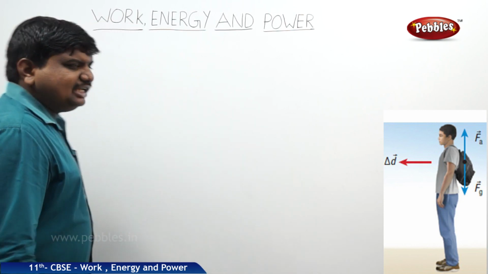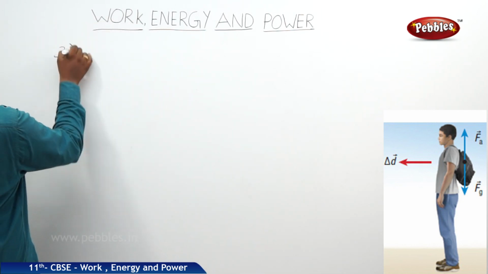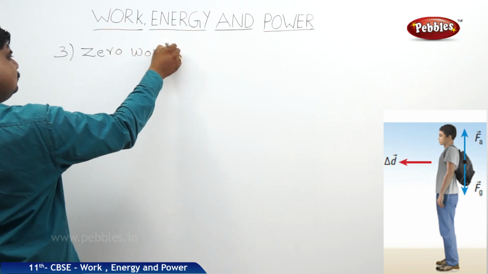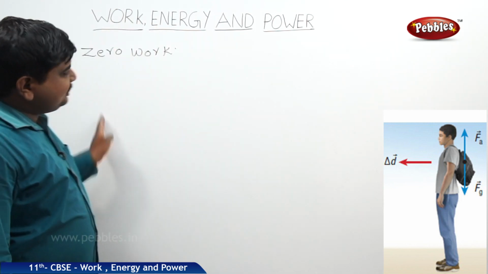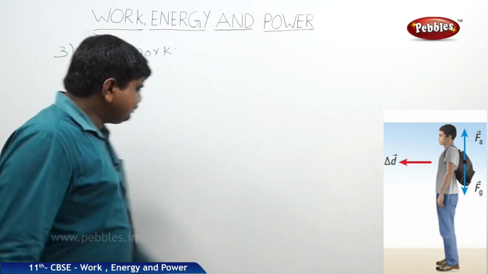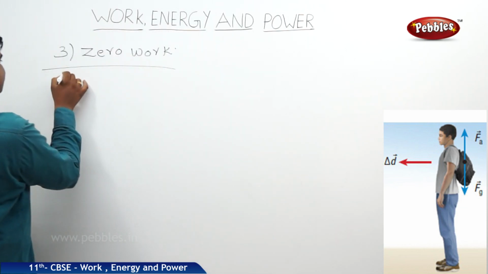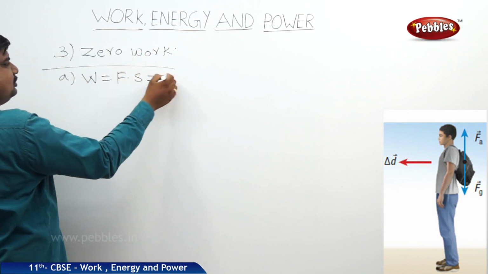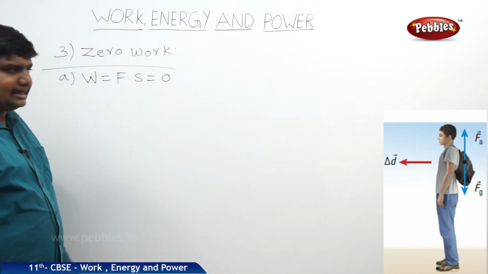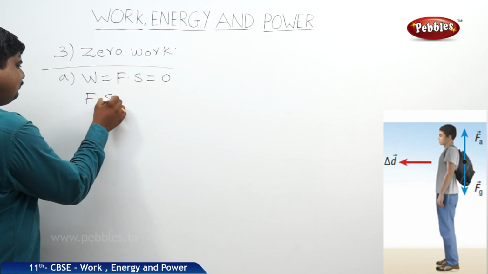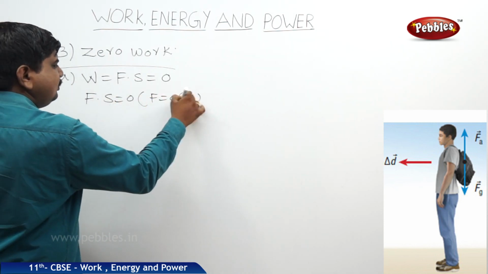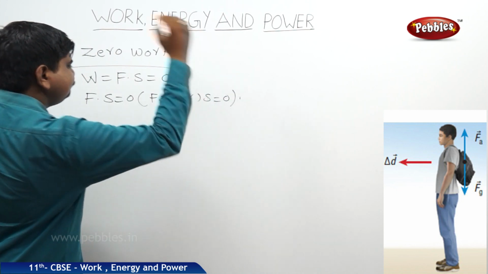The third example is zero work. For zero work, there are many cases. Yes, we will see this. First one, W is equal to F dot S is equal to 0, because work done is 0. F dot S is 0 means either F is 0 or S should be 0.